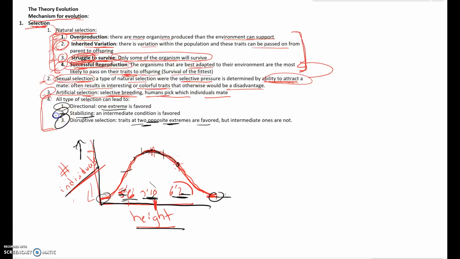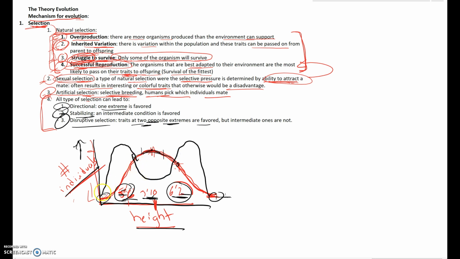And our final way that this curve could shift is known as disruptive selection. And that's kind of like directional selection happening at both ends of the spectrum at the same time. So maybe really short is favored because they can find food really easily on the ground, and maybe really tall is favored because they can find food high up in the trees, and being in the middle is not so good because it's hard to bend over and find food, and they also can't reach the high food very well. So we would expect there to be more of the really short people and more of our really tall people and fewer of our people in the middle.